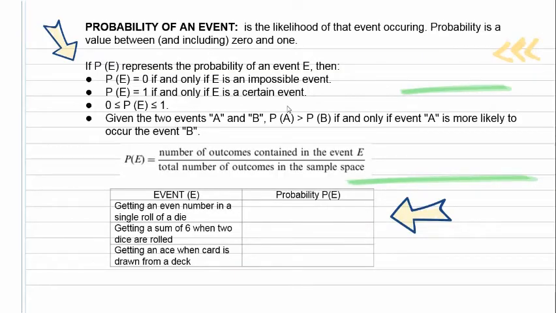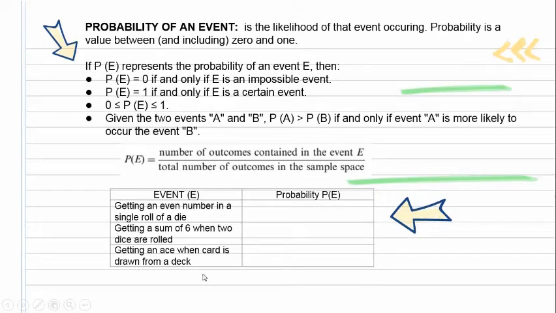We're going to encounter the word probability of an event. It is the likelihood of that event occurring. Probability is a value between and including 0 and 1. So this is the formula of our probability of event. So number of outcomes contained in the event E over the total number of outcomes in the sample space.